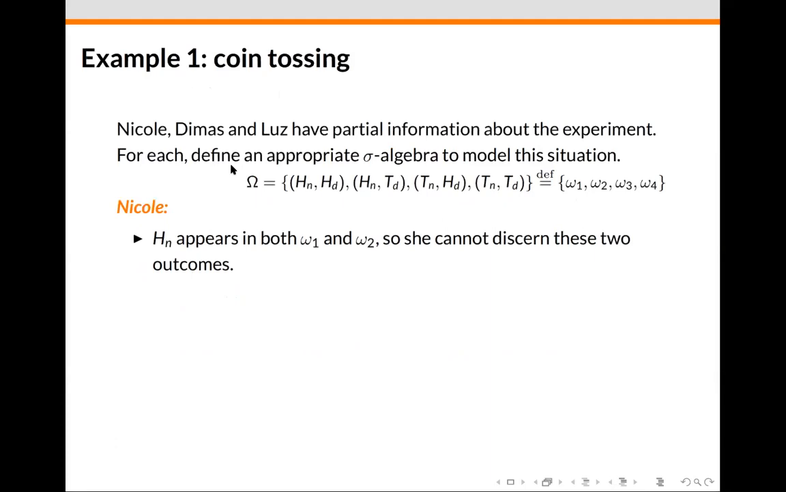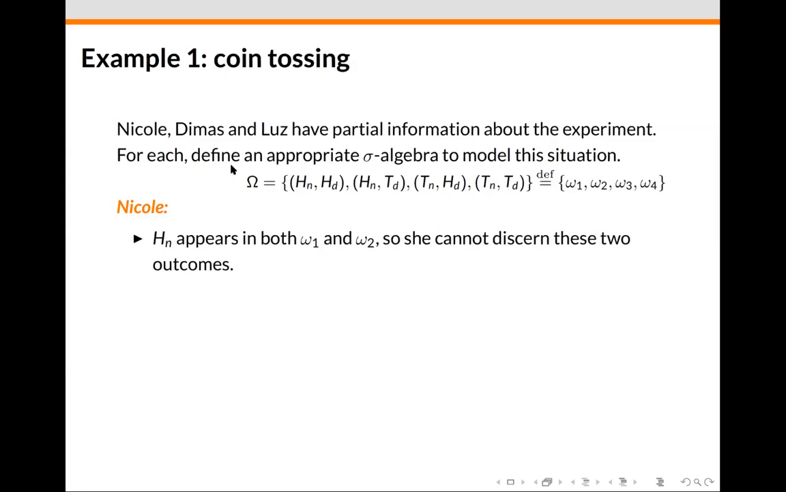Let's go back to example 1 to form the sigma algebras. Nicole, Dimas, and Luz have partial information about the experiment, and for each one, we can define an appropriate sigma algebra that models this situation. I'm going to do it with Nicole, and I will leave as an exercise for you to do the same thing for Dimas and Luz's perspectives.